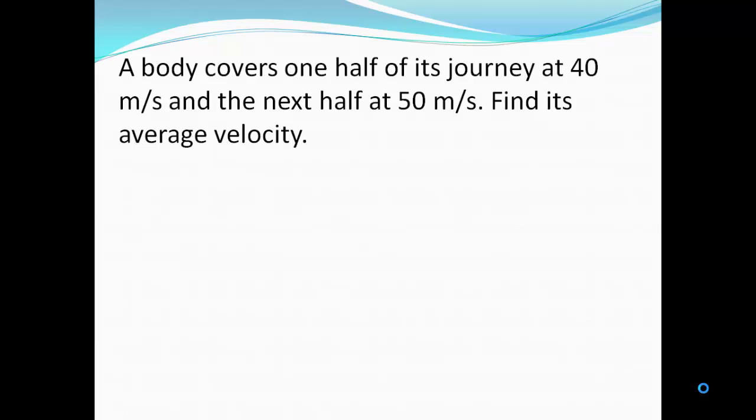A body covers one half of its journey at 40 meter per second and the next half at 50 meter per second. Find its average velocity. So here when they mention one half of its journey and the next half, that means the journey is divided into two equal parts. So x1 will be equal to x2, that will be equal to x. Hence we can use the above expression.